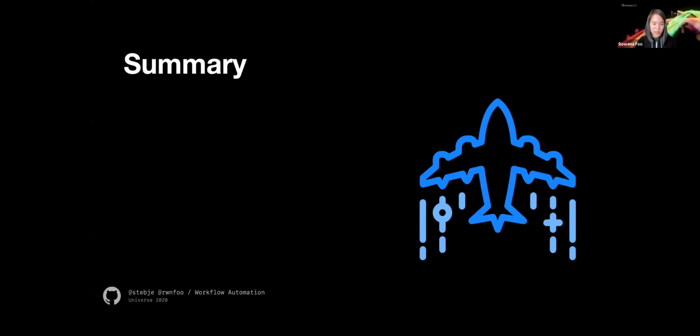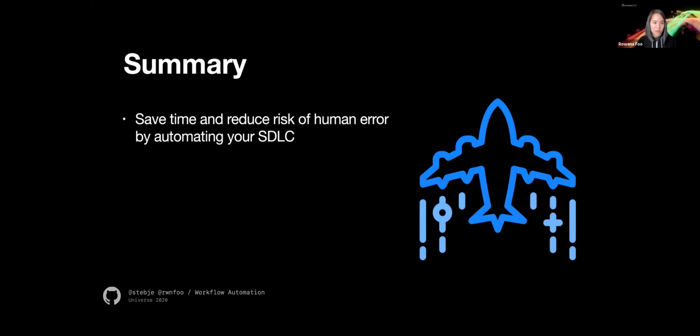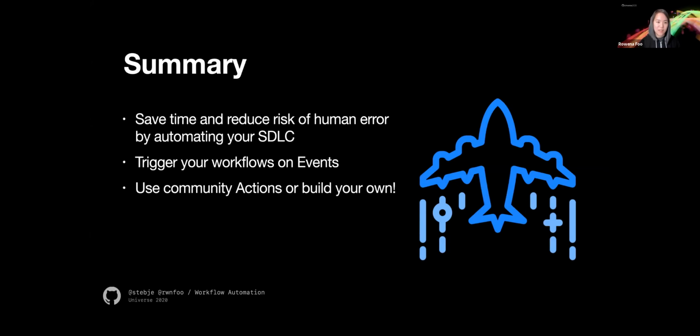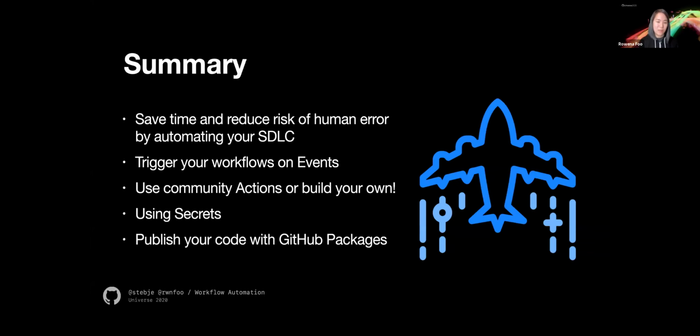Yeah, so just a quick summary of what we have achieved today. We saved some time and talked about how automating can help reduce the risk of human error and just generally make your life a lot easier. We talked about how workflows are triggered by events. We walked through all the components of GitHub Actions. And don't forget to leverage the work that's already been done by the community. Again, GitHub is known for its open source community. Definitely use that to your advantage. Why build something that's already been built by someone else? We talked about using secrets. And finally, we talked about GitHub packages and how you can publish your code with GitHub packages.